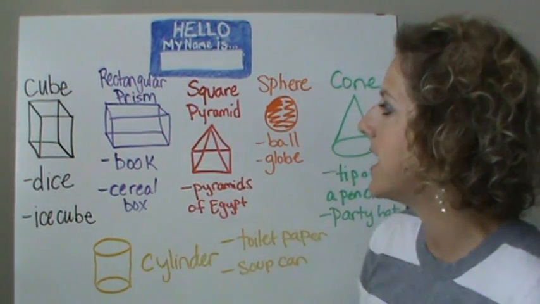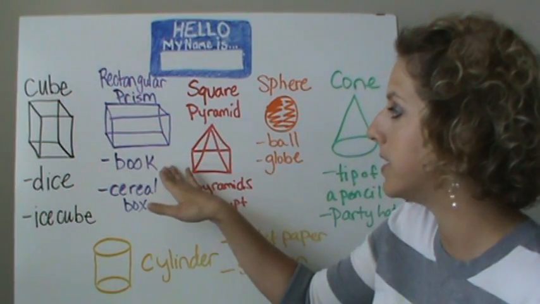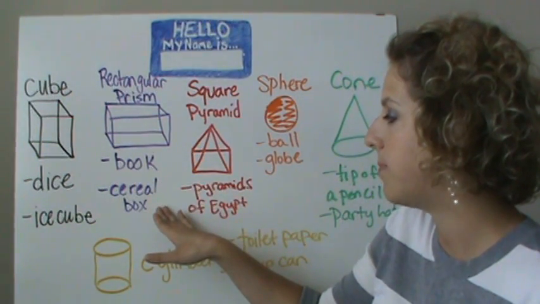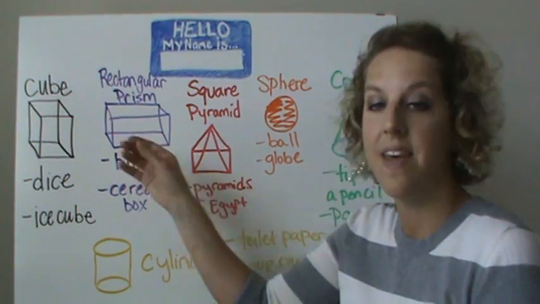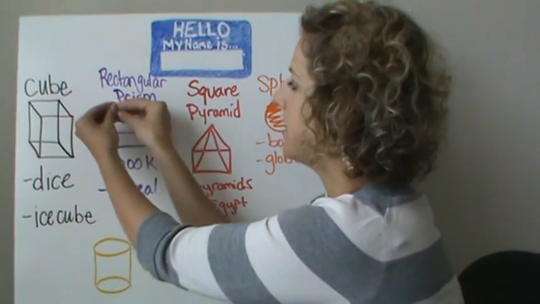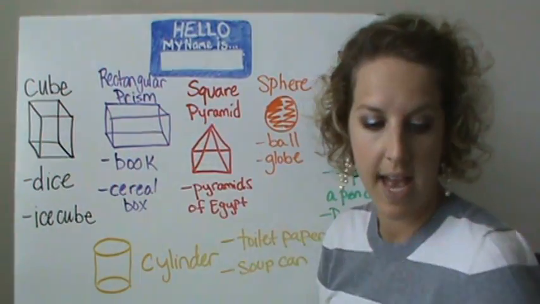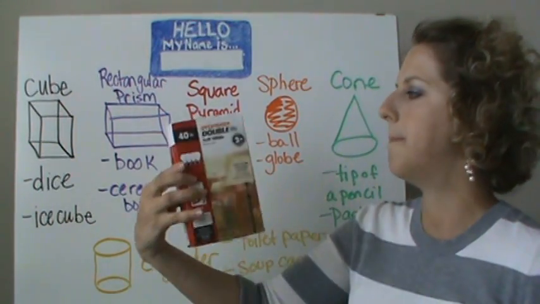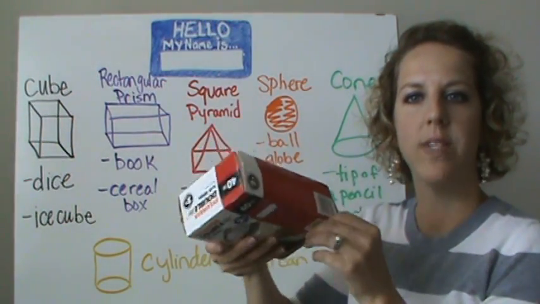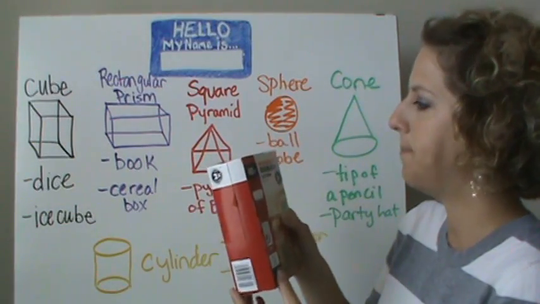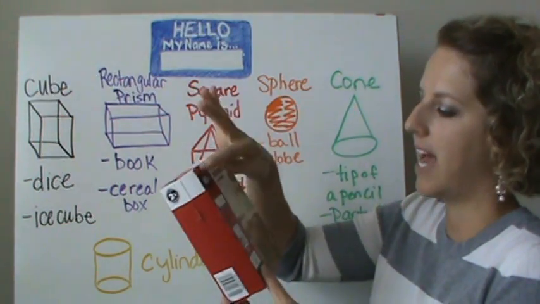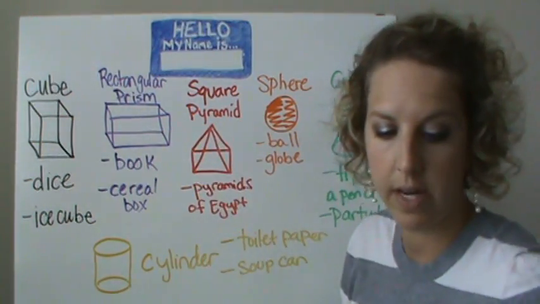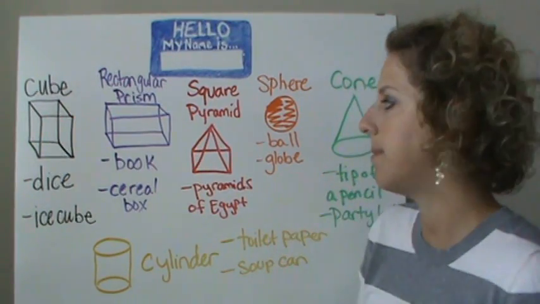The next one is a rectangular prism. A book is a rectangular prism. A cereal box is a rectangular prism. This is similar to the cube except it's stretched out. I found that a box of light bulbs was a perfect rectangular prism. You can see that it has rectangles all around to make that 3D shape.